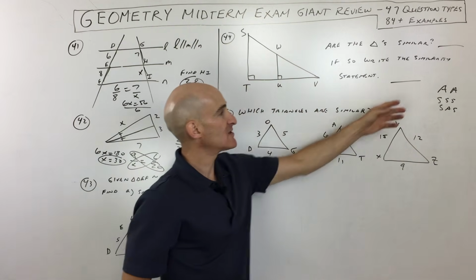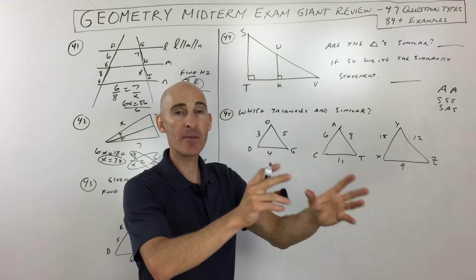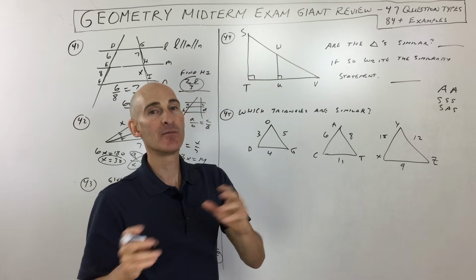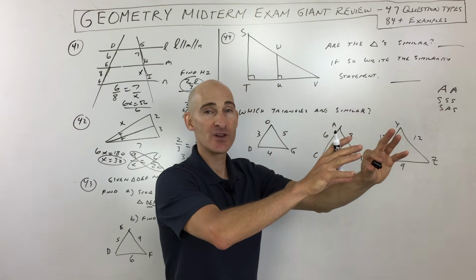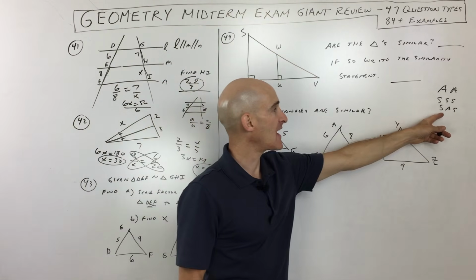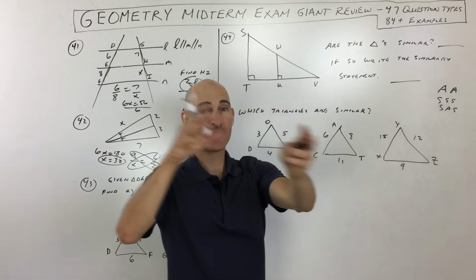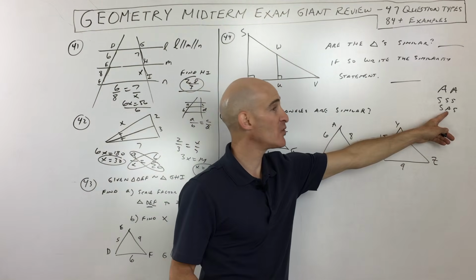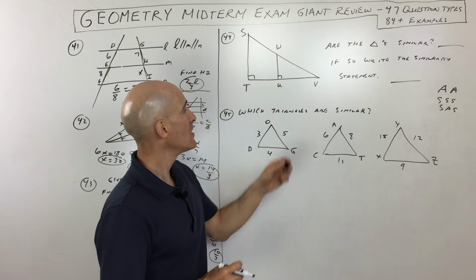Angle-angle means that 2 angles in one triangle are congruent to 2 angles in another triangle, and then automatically the triangles are similar, meaning the corresponding sides are proportional. Side-side-side, we have to show that 3 sides in one triangle are in the same ratio as 3 sides in another triangle. And then side-angle-side, the 2 sides have to be in the same ratio from one triangle to the other, but the angle in between those 2 sides, the included angle, has to be congruent, meaning it has to be the same.